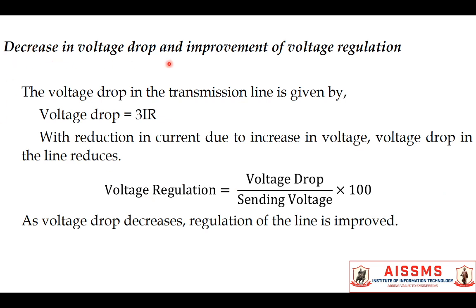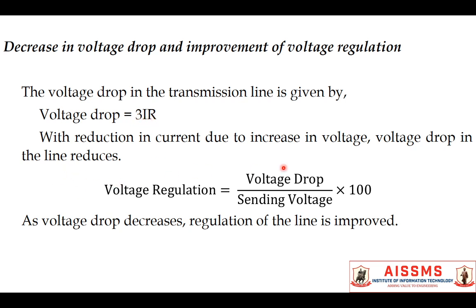Decrease in voltage drop and improvement in the voltage regulation. Voltage drop is given by 3 into I into R, as it is a 3-phase line. So with the increase in the voltage there will be a decrease in the current, and as there is a decrease in the current, the voltage drop across the line will decrease, because it is given by 3 into I into R.